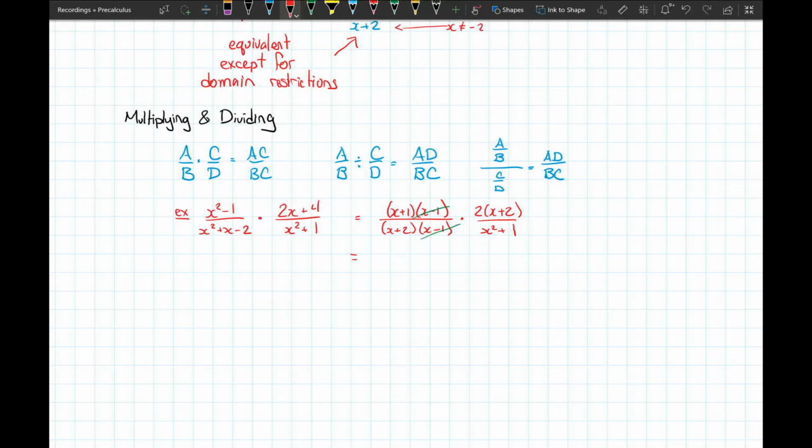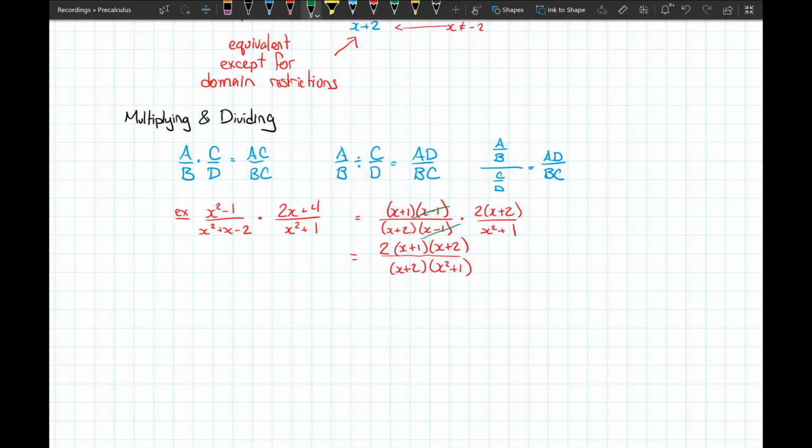Now, we can multiply together, and it's always best to take things like the 2 and other coefficients and really just bring them out to the front because the order of multiplication does not matter. So the 2 can be written out front, times x plus 1 times x plus 2. And in the denominator, we have an x plus 2 times an x squared plus 1.